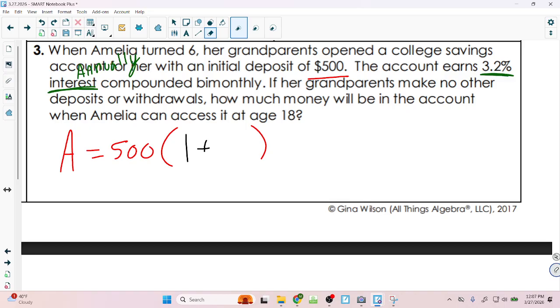Okay, 3.2% bi-monthly. So it's going to compound 24 times. So it's going to be 3.2% as a decimal.